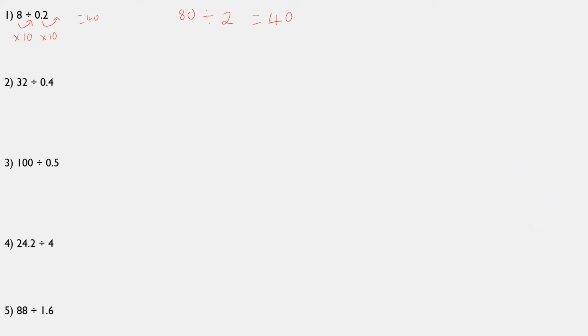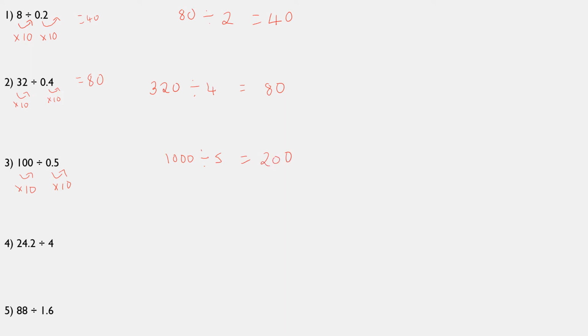Let's go through the first one then. So let's multiply out our decimal. So that means we're going to times that side by 10. We also need to do that to the other side. So that's going to give us 320 divided by 4, which is 80. For our next one, we're going to multiply this side by 10. So we also need to do it to the other side, remember. So that's going to be 1000 divided by 5, which is 200.